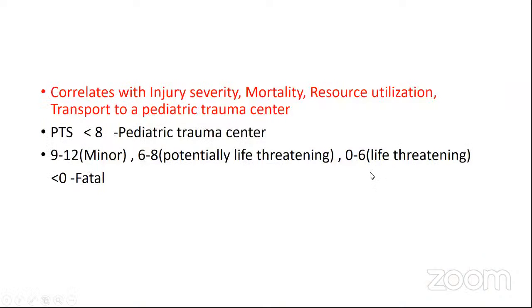The scoring system correlates with injury severity, mortality, resource utilization, and transport to a pediatric trauma center. If the patient's pediatric trauma score is less than 8, the child should be triaged or transferred to a pediatric trauma center.